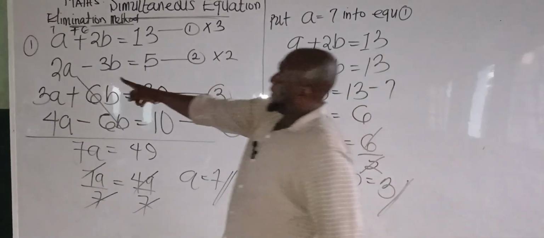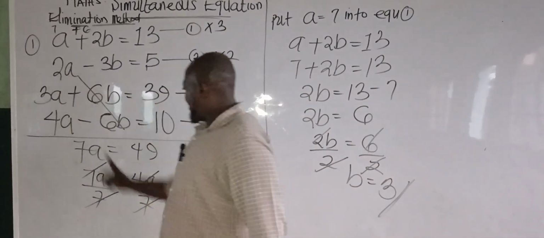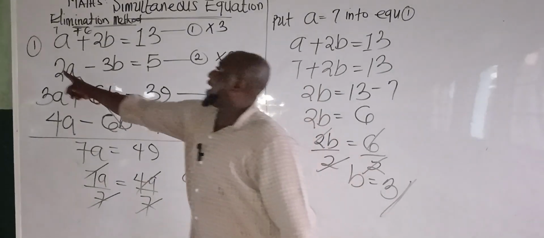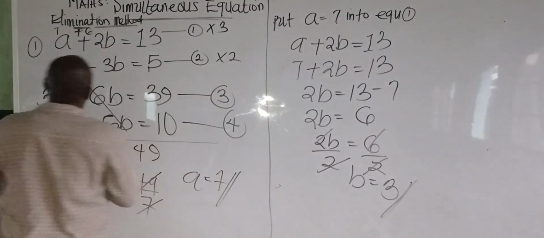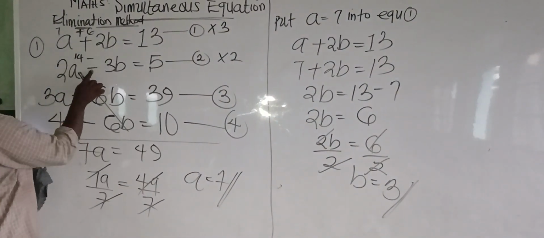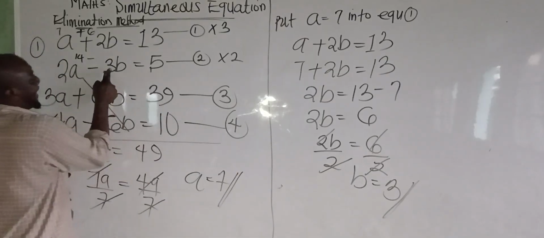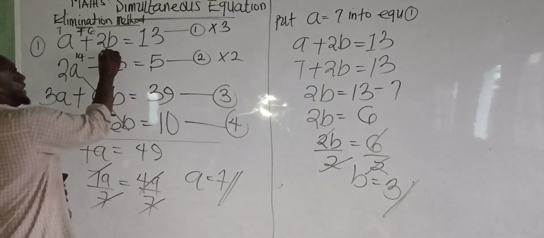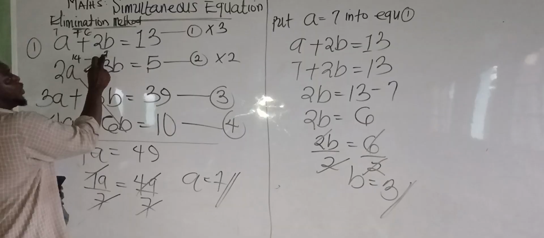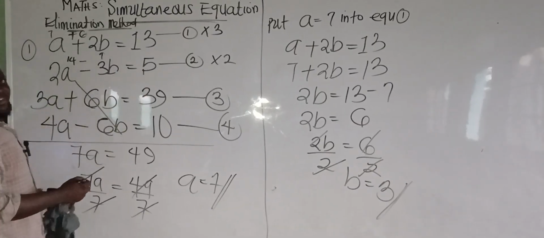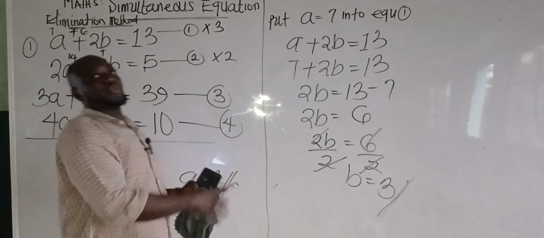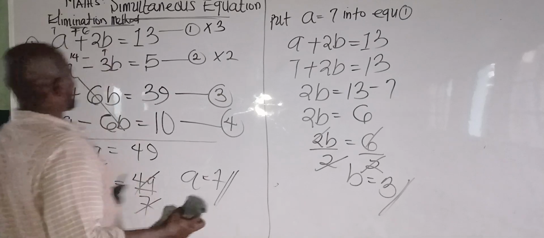Same as this. If I put 2 here, 2 times, remember that A is 7. So 7 times 2 will give me 14. 14 minus this one will give me 9. 3 times 3, B is 3 here, 9. Subtract 9 from 14. I'm going to get 5. It's correct. So this is how you use the elimination method to solve this.